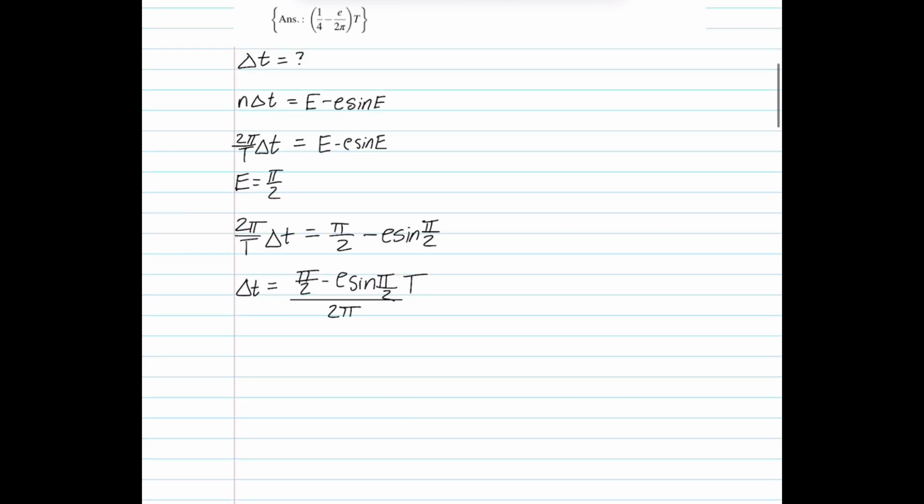And then simplifying further, we know that sine of pi over 2 equals 1. And that's our answer.